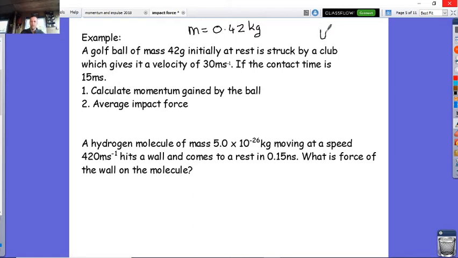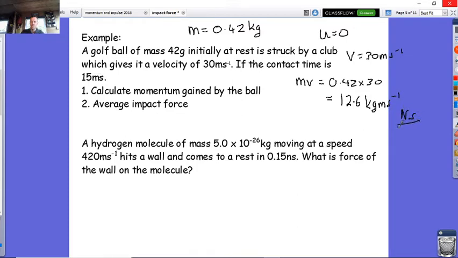Well, the initial speed is going to be 0, and the final speed, v, is going to be 30 meters per second. Therefore, momentum gained is going to be mass times velocity, because initial momentum is going to be 0. Therefore, it's going to be 0.042 multiplied by 30. And you bung that in your calculator, you end up with 1.26 kilogram meters per second. Remember, the other unit you can have is newton seconds.